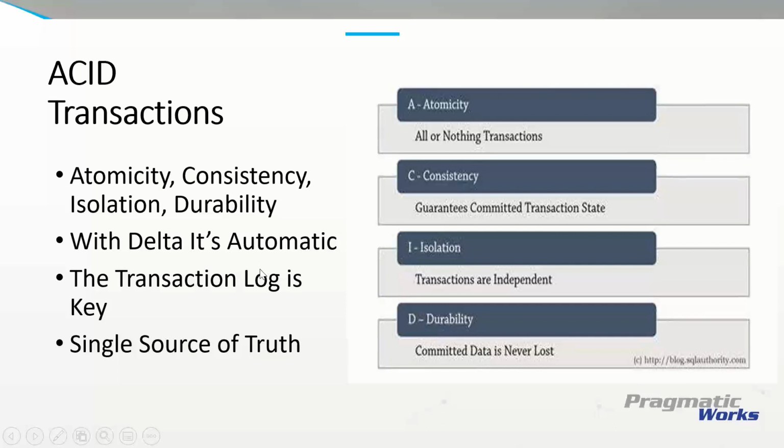Of course, the transaction log is the key, as it is with any database server. And Delta stores its transaction log with the files in a special folder. And everything that gets written to a Delta table goes into the transaction log. And this then becomes the single source of truth. So your Delta data table that you've created and written to through various ETL operations or something like that becomes a single source of truth.